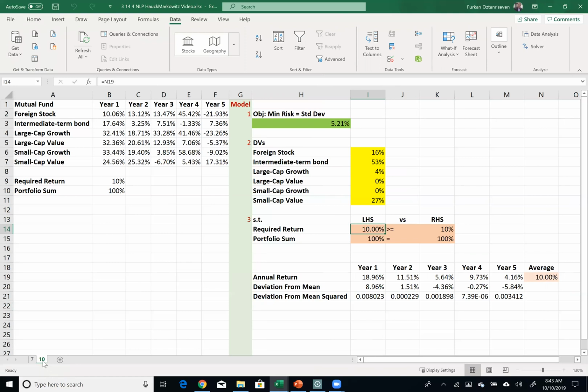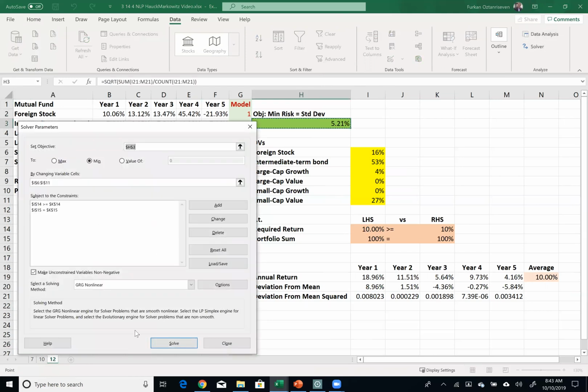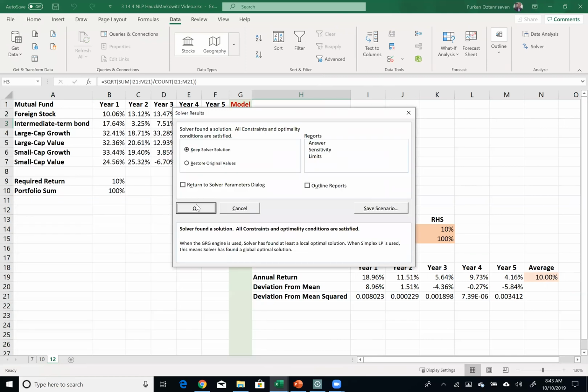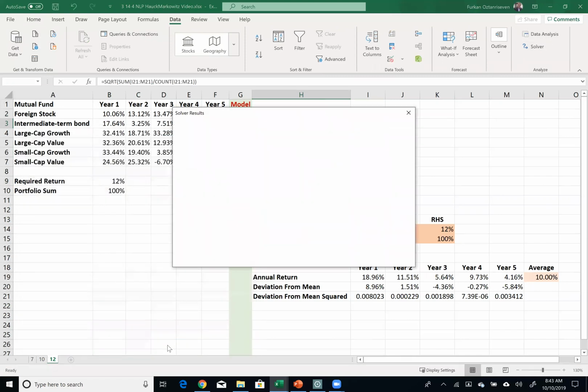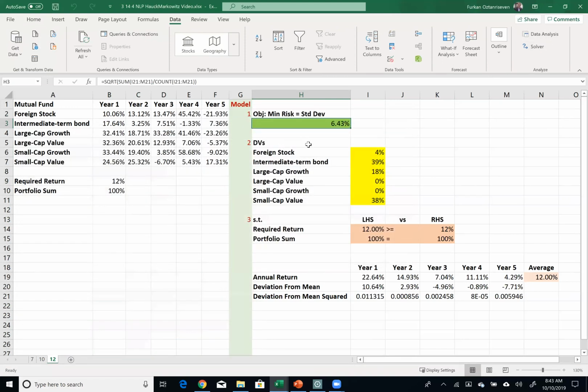Okay, how about if I increase my expectations? Another client comes and says, hey, I want to get 12% on average. All right, no problem. Let's do it. Solve. Looks like I forgot to type 12 here. 12%. So if I want to do that, Solver, solve. So this person is saying it's 6% risk, standard deviation.